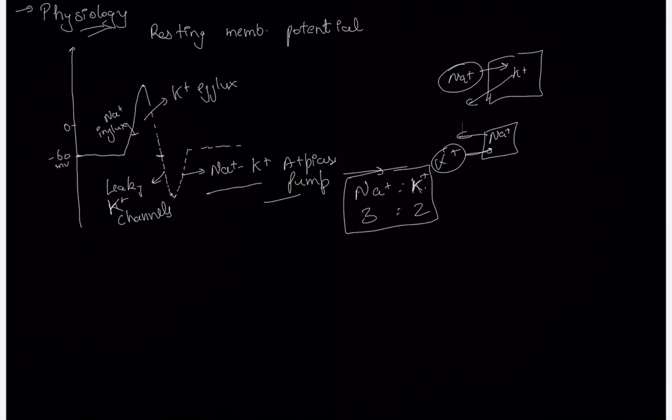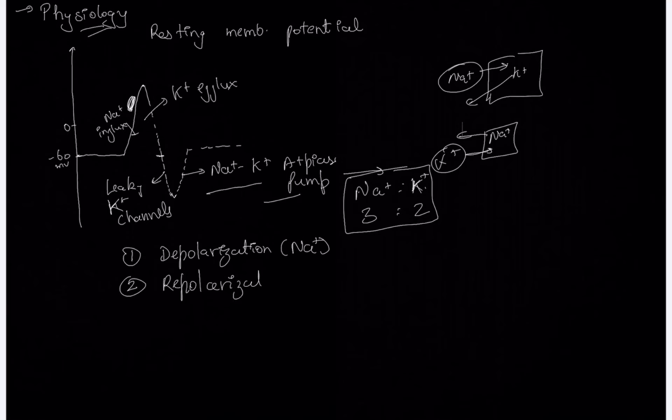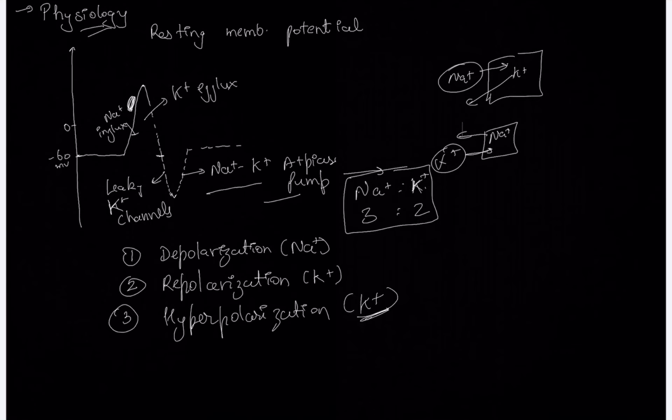Okay, now what is the sodium influx? We call it depolarization, when sodium is going inside the cell. This is the starting thing. The second thing is repolarization. Repolarization means the cell is again coming back to its normal state. It is done by potassium. And the third is hyperpolarization. Who is doing this hyperpolarization? I already told you, it is done by potassium, to be very precise, potassium leaky channels.